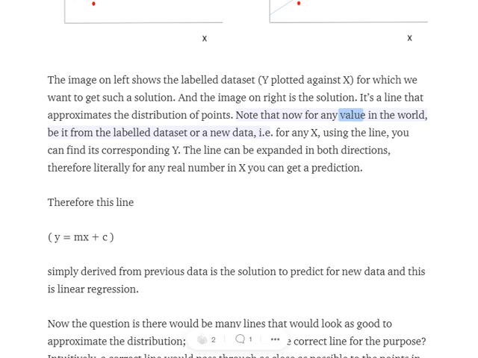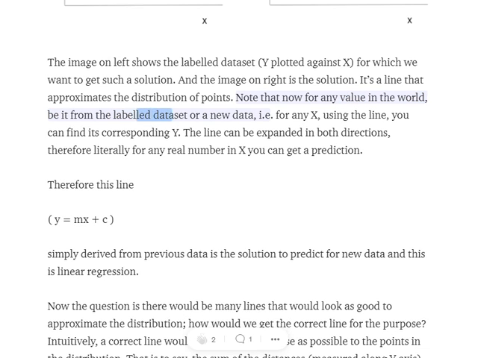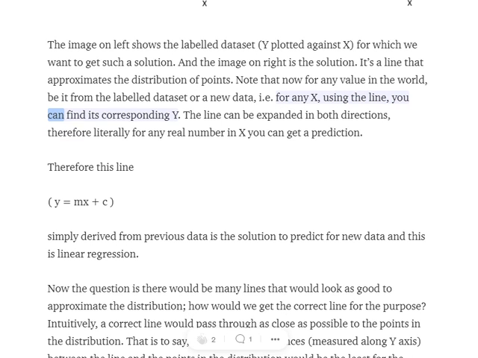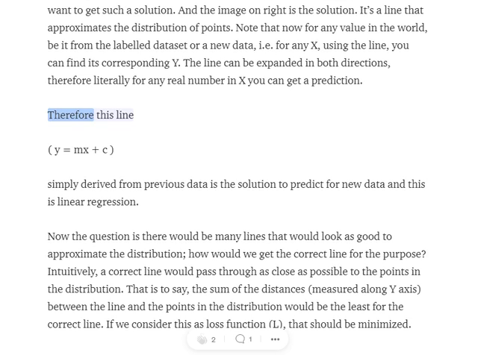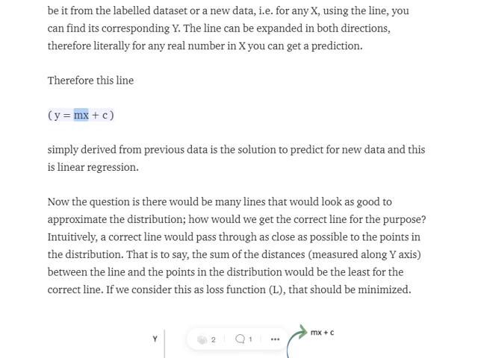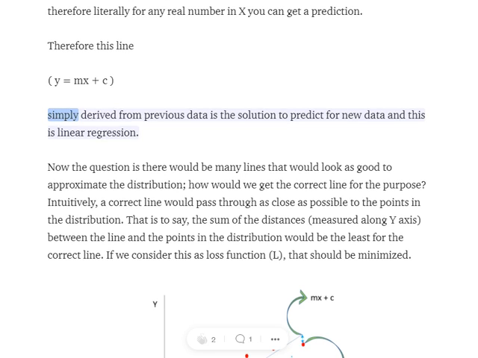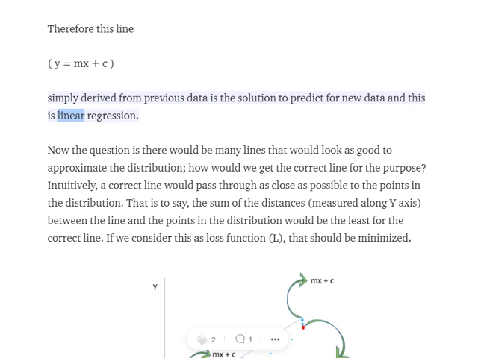Note that now for any value in the world, be it from the labeled dataset or new data, i.e. for any x, using the line, you can find its corresponding y. The line can be extended in both directions, therefore literally for any real number in x you can get a prediction. Therefore this line, y equals mx plus c, simply derived from previous data, is the solution to predict for new data, and this is linear regression.